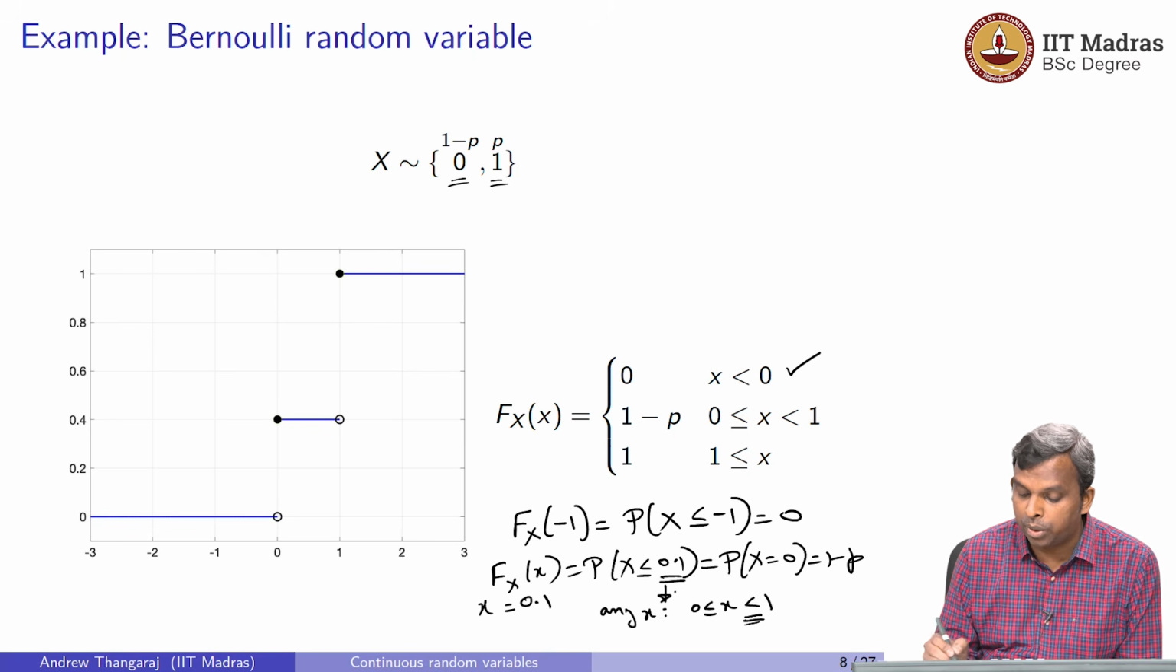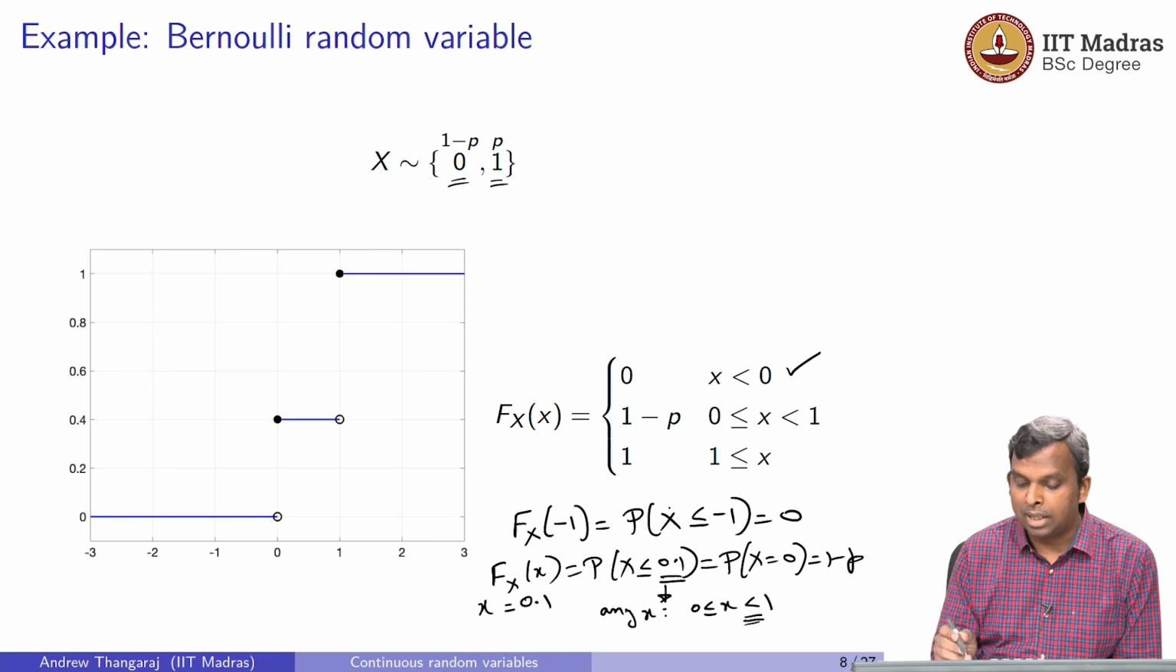So this less than 1 is important. You cannot make it 1. Why is that? Once x becomes 1, the whole probability will be 1. Why?